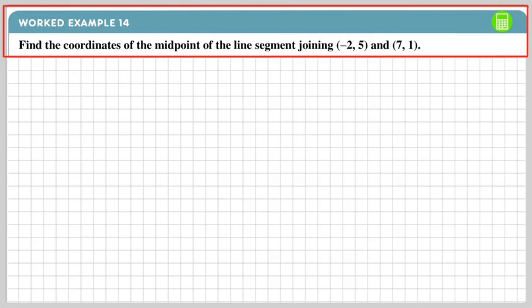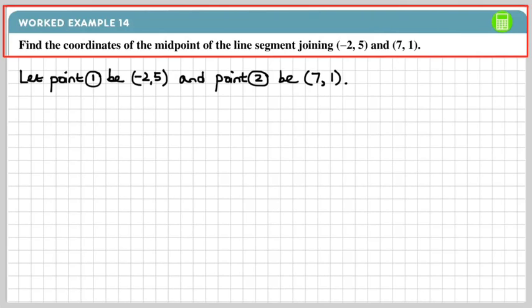Find the coordinates of the midpoint of the line segment joining those two. That can be point 1, that can be point 2. They don't give us a graph to look at, but we can still figure it out. I'm going to let point 1 be minus 2 and 5, so the x is minus 2, y is 5. Point 2 can be the other one, where x is 7 and y is 1.